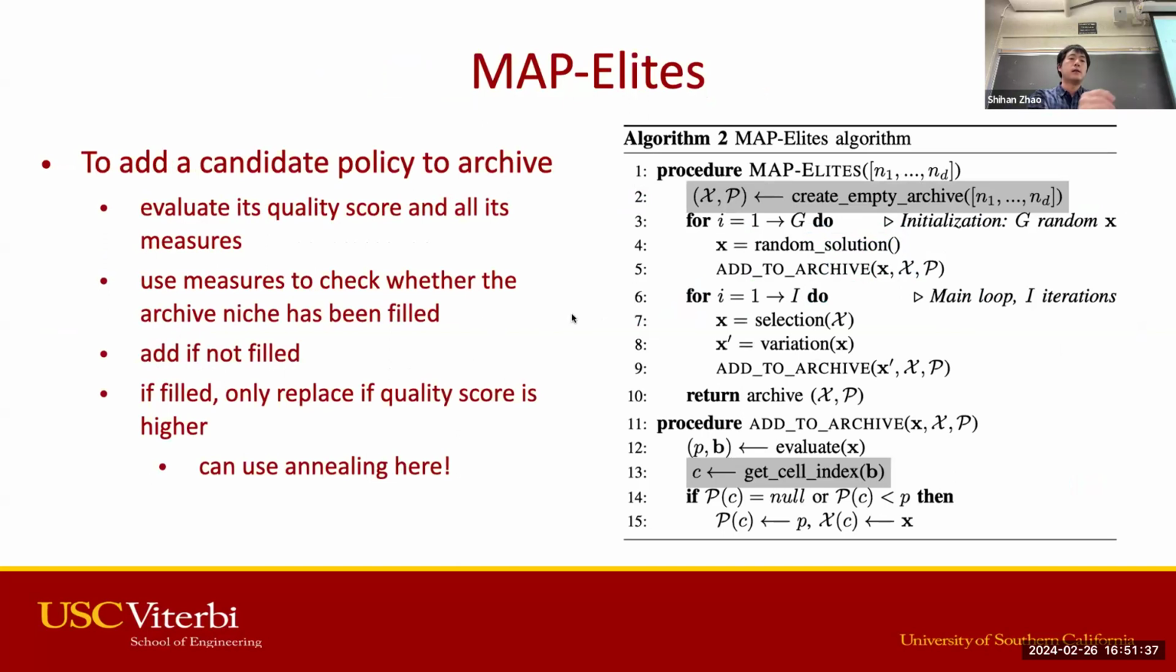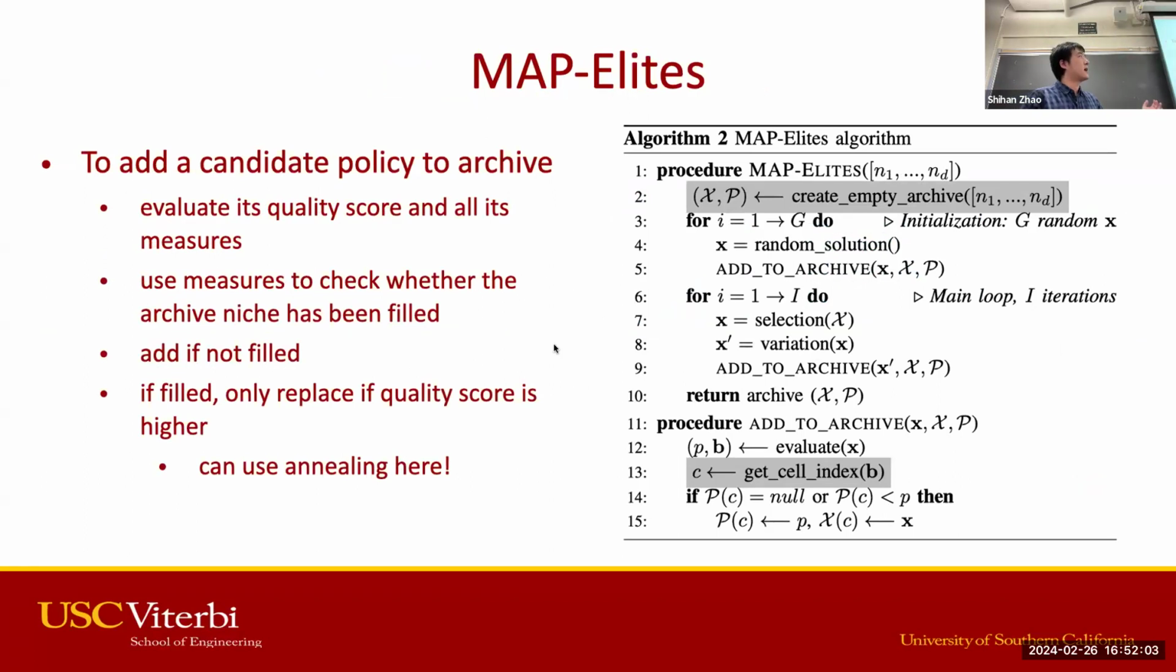Okay, so now I thought I could present a very simple QD algorithm called MAP-Elites. If we view this in the context of the three components that we just talked about, we can consider MAP-Elites as having the grid archive as the archive, random sampling plus mutation as the emitter, and it only considers one emitter, so it doesn't have a scheduler.